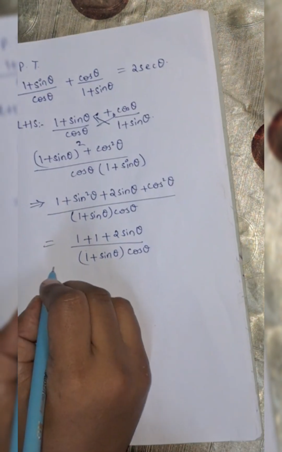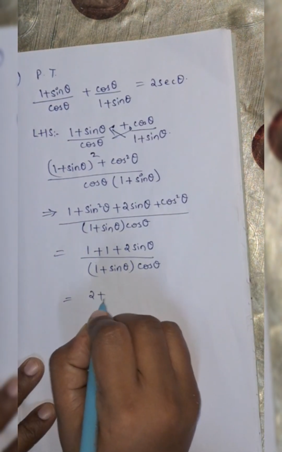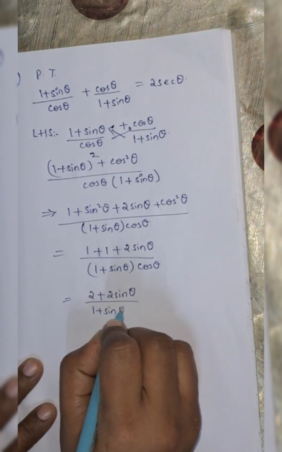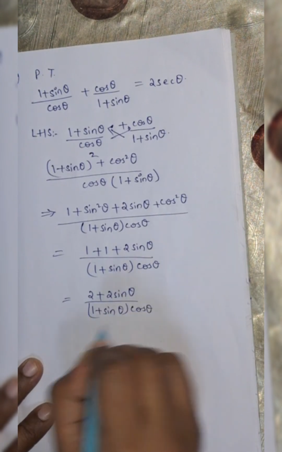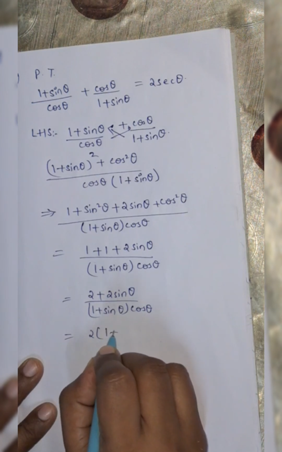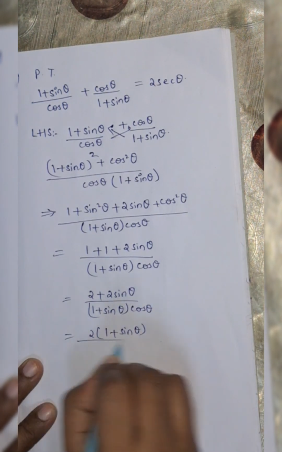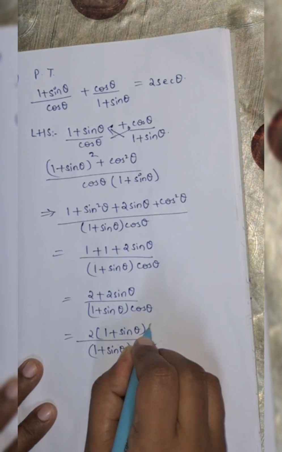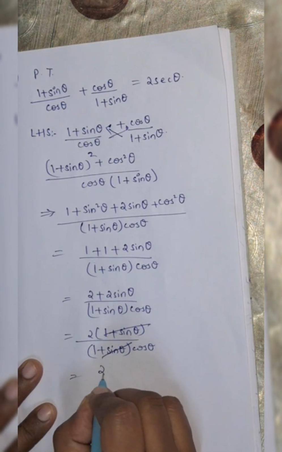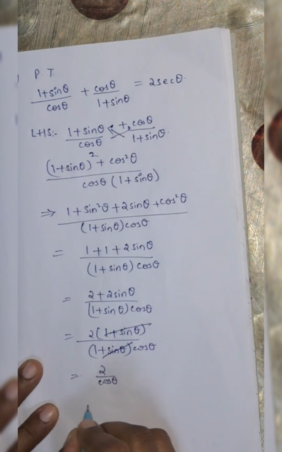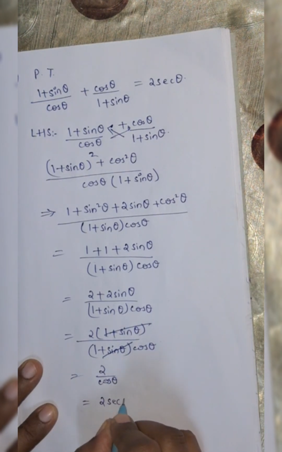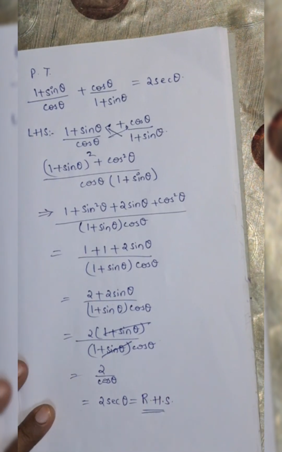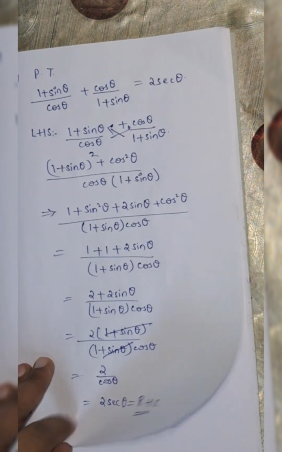So this will be 1 plus 1, 2. So 2 plus 2 sine theta by (1 plus sine theta) into cos theta. If I take 2 common, it is (1 plus sine theta) by (1 plus sine theta) into cos theta. So this gets cancelled. This will be 2 by cos theta. 1 by cos is nothing but secant. So 2 sec theta, which is equal to the RHS. This is our answer. Let us do question number 4.